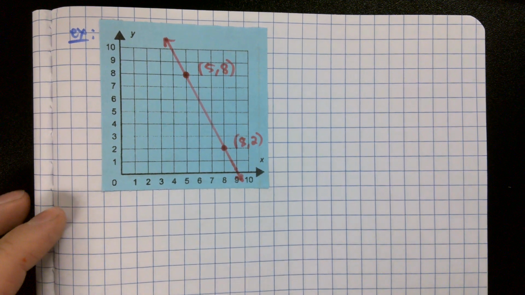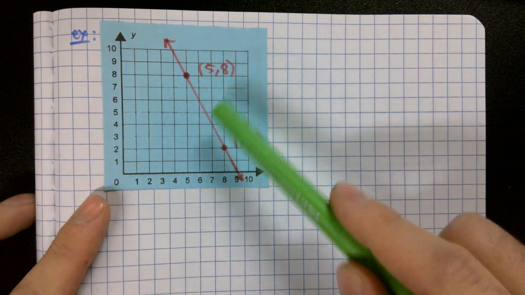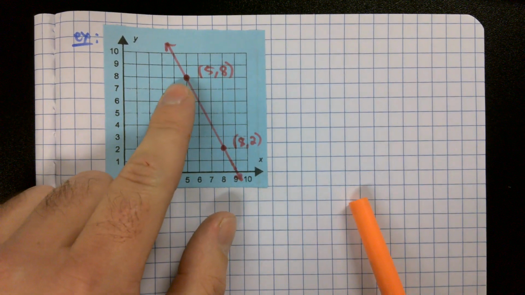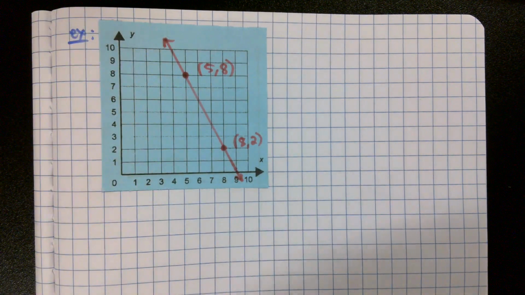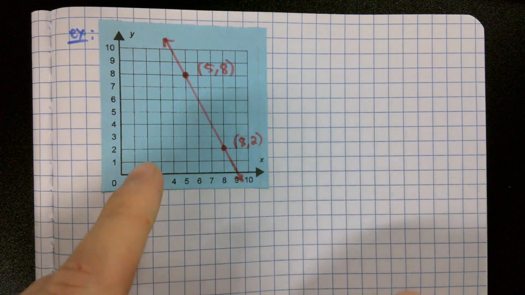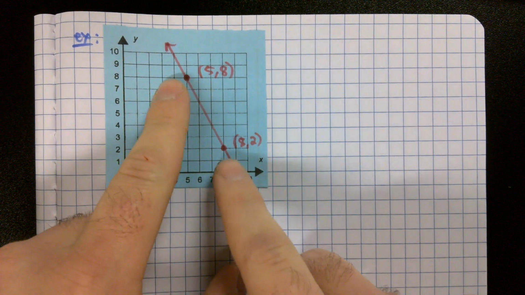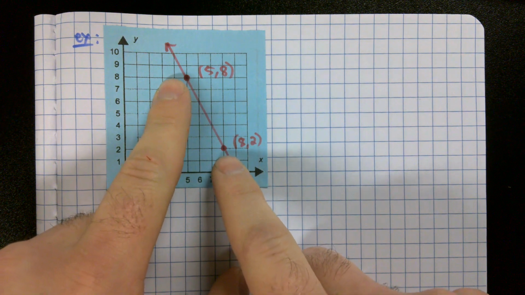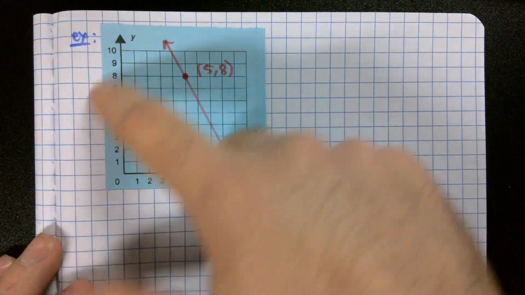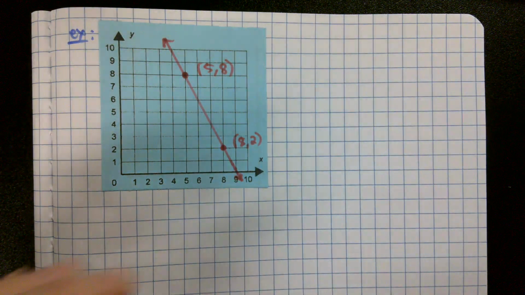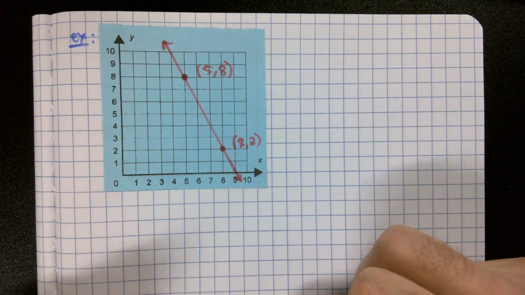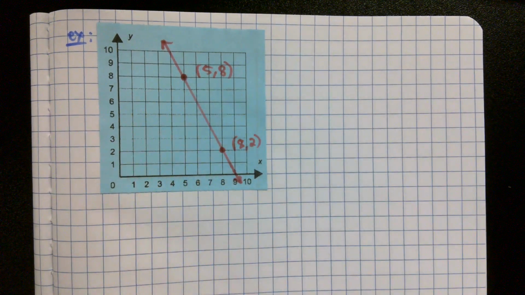So, we're going to draw our slope triangle. Which of these points are we going to start at? 5, 8 or 8, 2? We're going to start at 5, 8 because it's on the left-hand side of our graph. If we're just looking at these 2 points, this point is on the left, this point is on the right. We're talking about in relation to each other. So we're going to start at 5, 8, and we're going to rise.